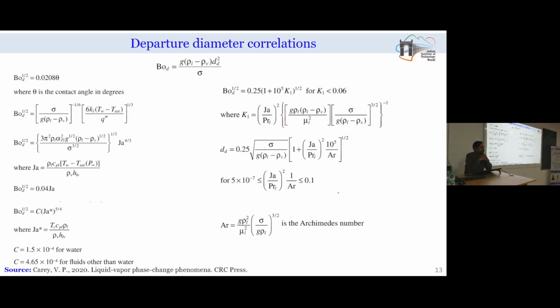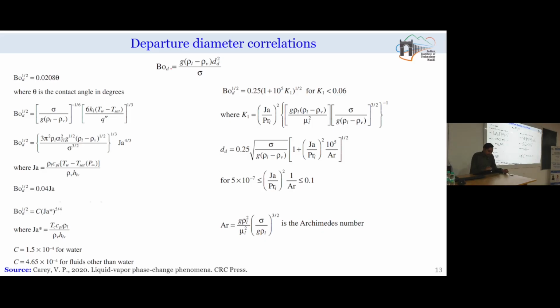Of course, whenever a bubble departs, it is majorly controlled by the buoyancy and the surface tension forces. But other than that, the rate of heat transfer also sometimes plays a significant role, because that decides the rate at which the volume of the vapor is growing.